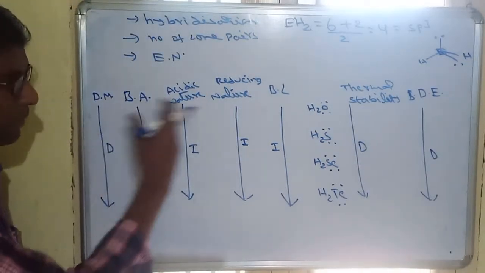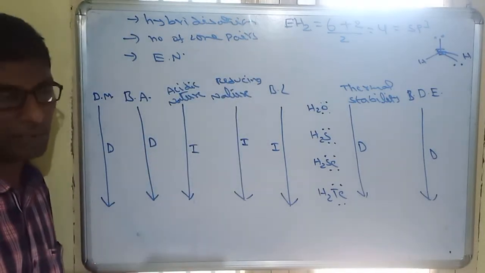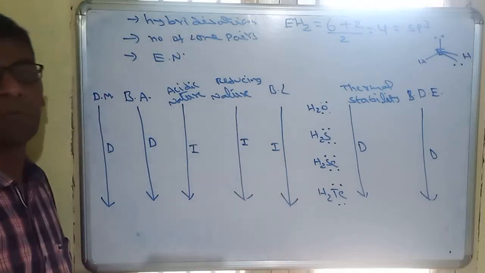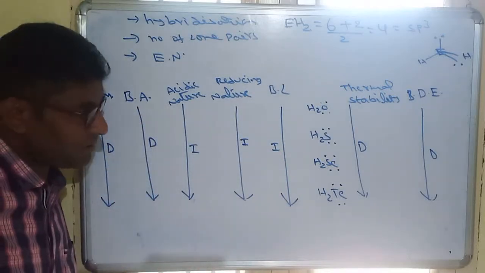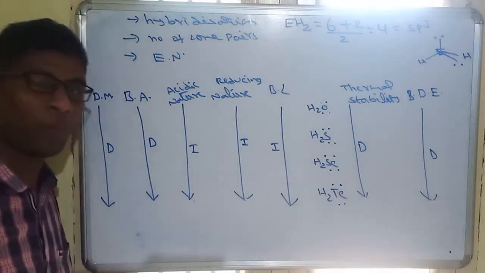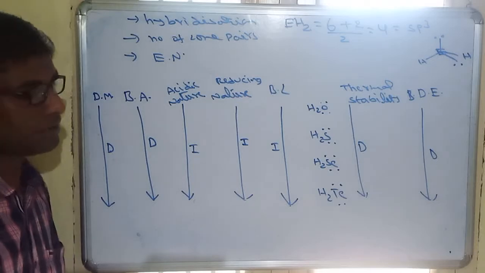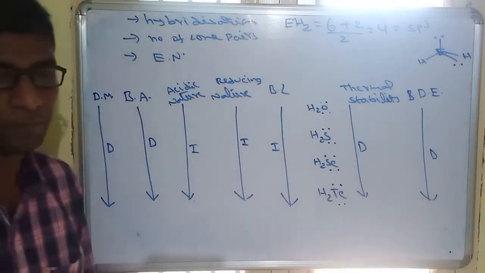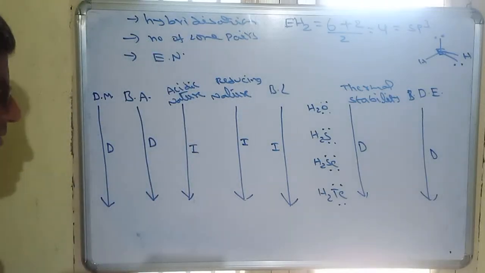We know that electronegativity decreases top to bottom. Since electronegativity decreases top to bottom, bond angle also decreases top to bottom. Water has a bond angle of nearly 105, but when you move top to bottom, the bond angle becomes nearly equal to 90. So bond angle decreases due to decreasing electronegativity.